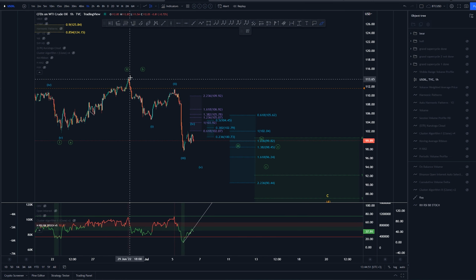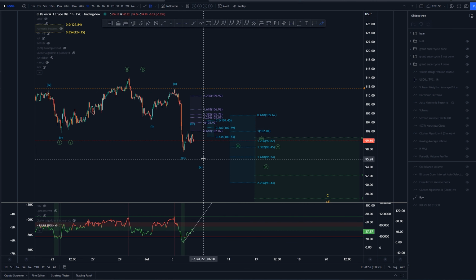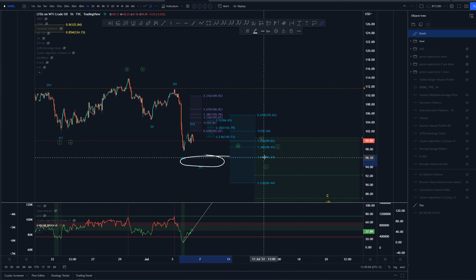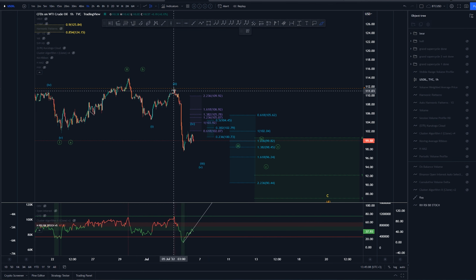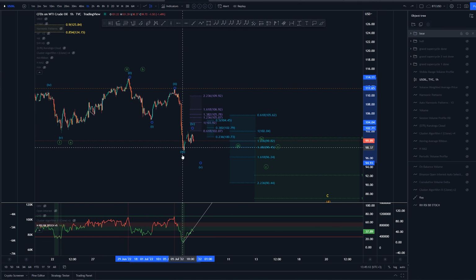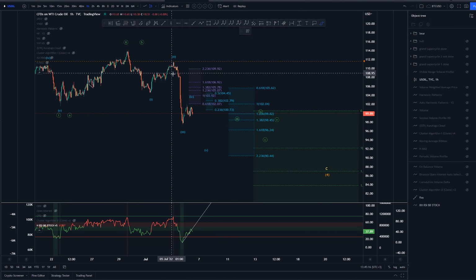However, it is larger than wave 1, so we don't have a minimum requirement, or sorry, a maximum requirement for wave 5 to be. So indeed, if we are not getting very well past this 1.618 extension for the third wave, and this is still a third wave, this whole structure, then we would be expecting some kind of extension on the fifth. So we'll see what happens though.